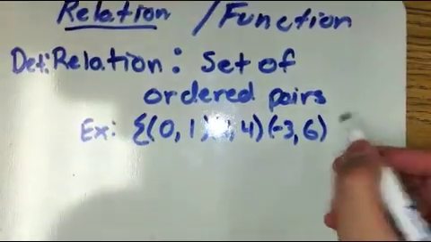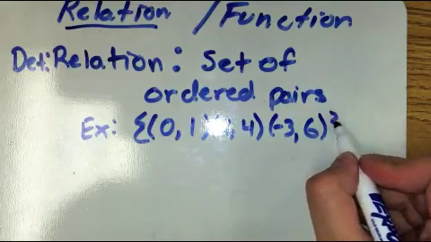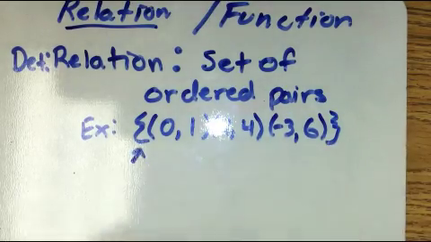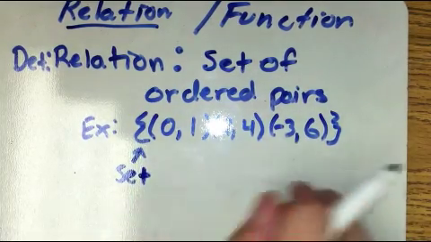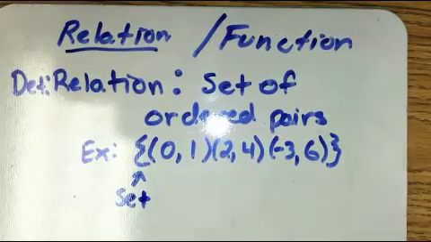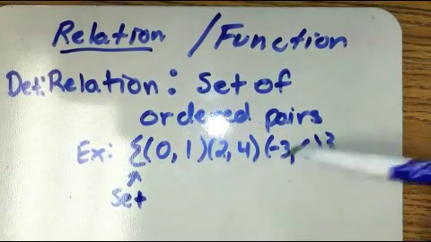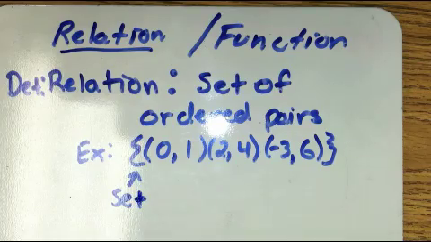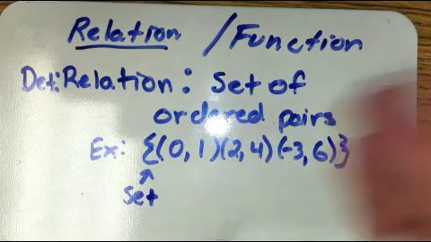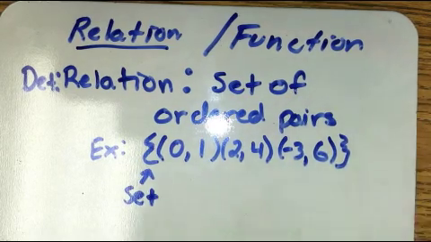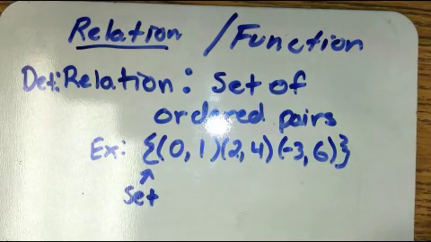Okay, and then you have to close it with the squiggly line. The squiggly lines basically mean that it's a set. Okay, so a set of ordered pairs. So we have (1, 0), (2, 4), (-3, 6). Okay, so that is a relation. Nothing really special. Okay, now we're going to get specific.